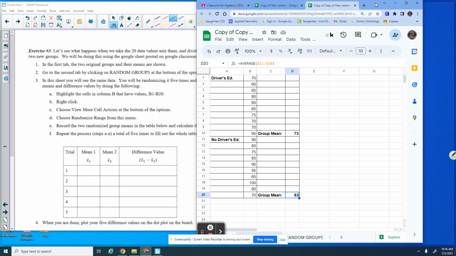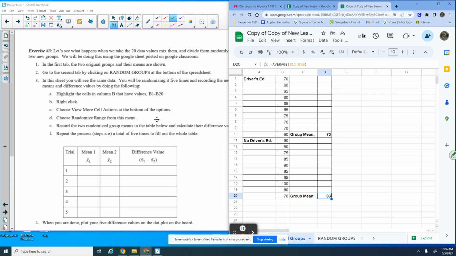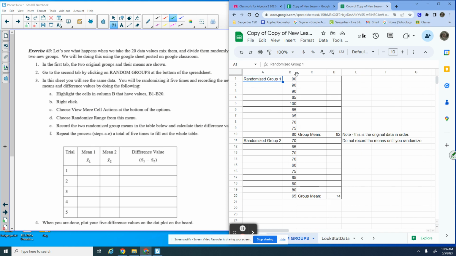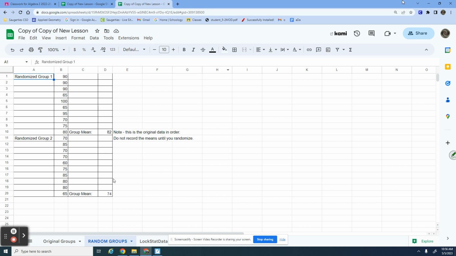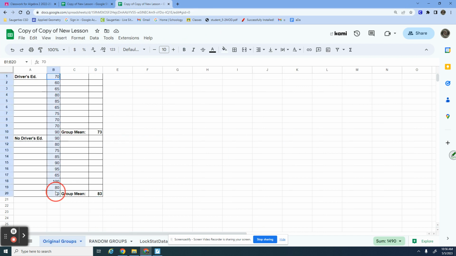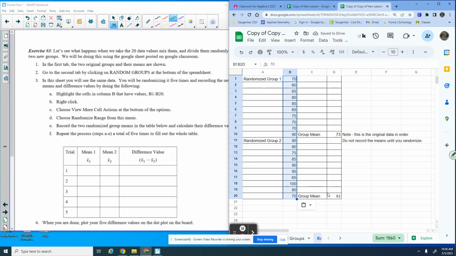So first, I skipped a step. Go to the second tab by clicking on random groups. We're clicking right here. Right now, they should have the original data in order. I think one of the other teachers looked at this, so it's not the original data. Sorry, I'm just going to get the original data again. I'm going to copy and paste this, and yours should be fine. As long as everything's good, that's my original data, original average of 73, original average of 83.